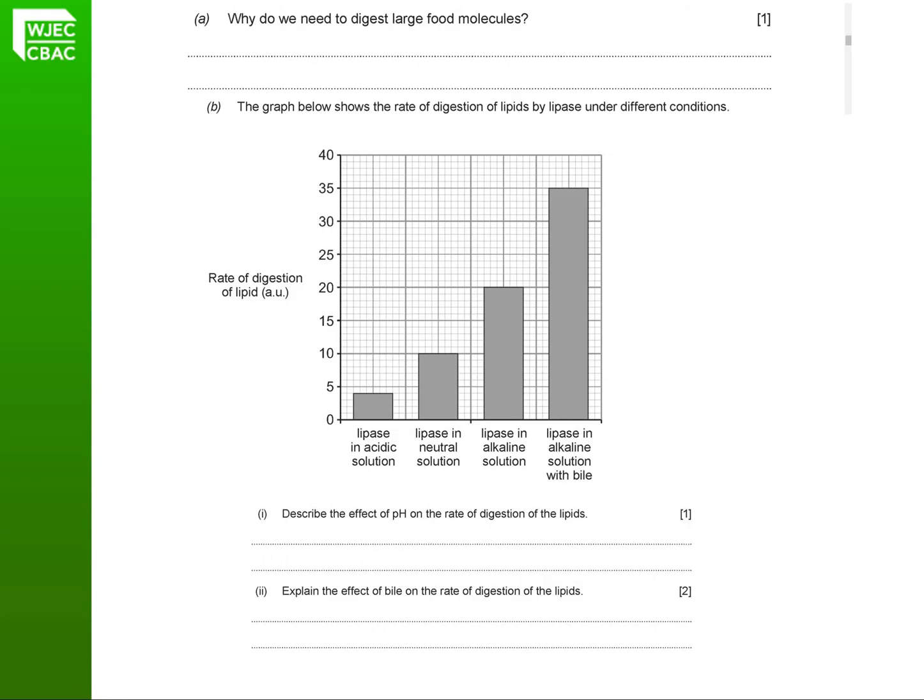The second part of the question then, describe the effect of pH on the rate of digestion of the lipids. So looking at the graph, in acidic solution, we haven't got much digestion. In neutral solution, it has increased. And then in alkaline solution with bile, you can see we've got a greater rate of digestion. So as pH increases, you're going from acidic to alkaline solutions. As pH increases, the rate of digestion increases.